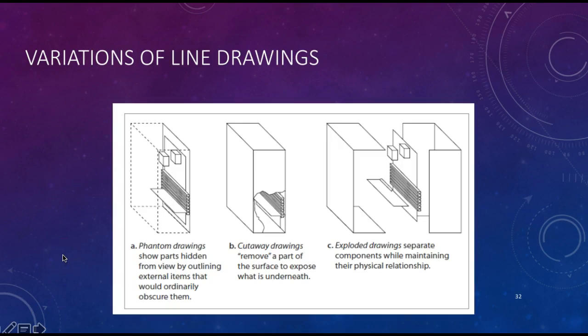And this is a great example of what line drawings can do. So the phantom drawing, this is with the dots that shows you that these elements are inside this unit. Here we've got a cutaway which shows you what's inside the unit. And then here we have the exploded drawing, which again illustrates what's inside this unit. So these are all ways that line drawings can be effective, and different types of line drawings.